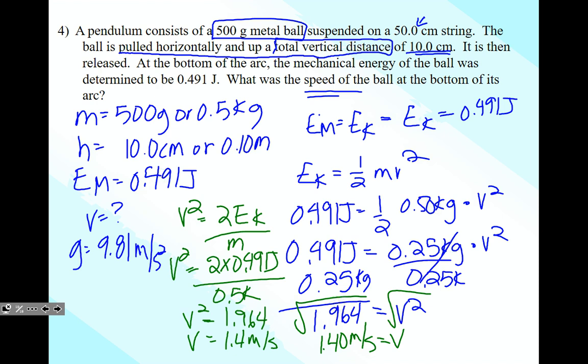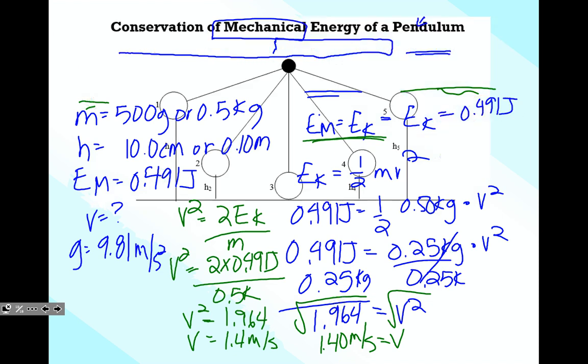Now the reason why EM is equal to EK is because it was the speed at the very bottom of this arc. When the speed is at the very bottom of the arc, it's actually 100% kinetic energy. That's why in this case, EM is equal to EK. And I'll show you that in the next little while so that you have a better understanding of what is going on. Okay?